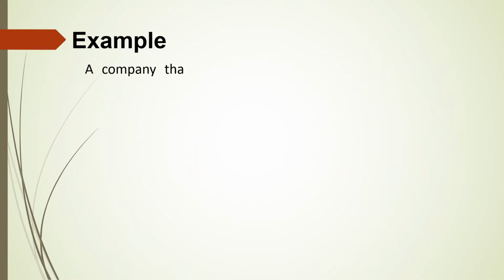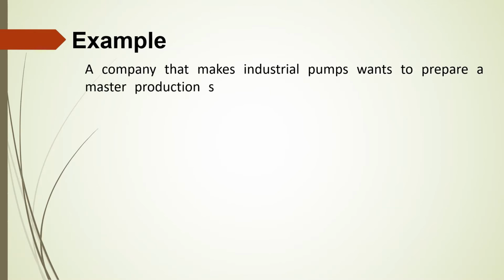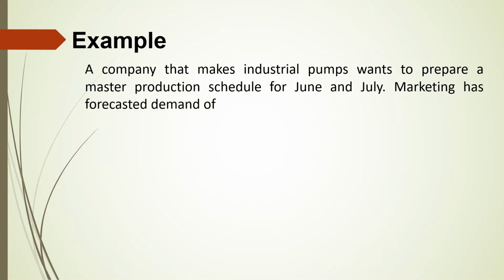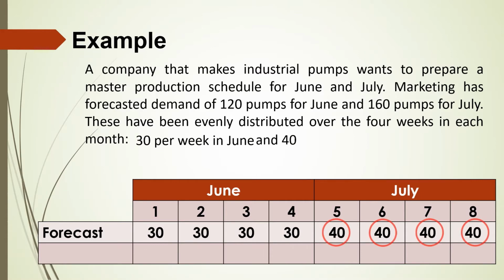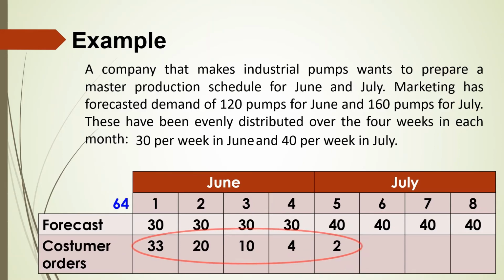A company that makes industrial pumps wants to prepare a master production schedule for June and July. Marketing has forecasted demand of 120 pumps for June and 160 pumps for July. These have been evenly distributed over the 4 weeks in each month, 30 per week in June and 40 per week in July. The beginning inventory is 64 pumps. And there are customer orders that have been committed or booked and must be filled.